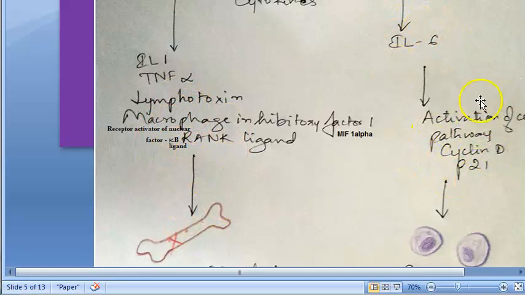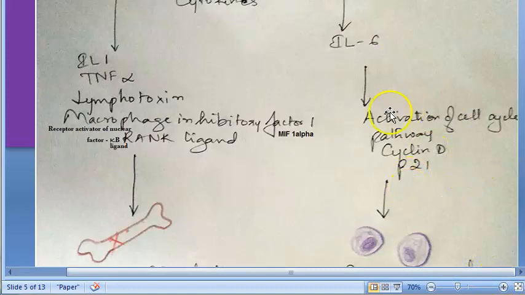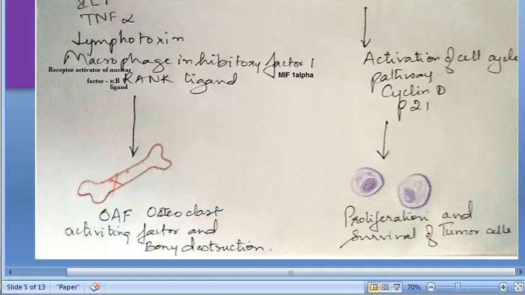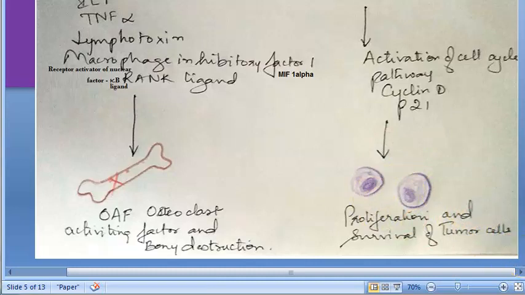Now let us look at the other cytokines which are getting released, like interleukin 6. What interleukin 6 does, it activates some cell cycle pathway, cyclin D, P21, everything, some modification happens. And what happens, lot of proliferation of these B lymphocytes or the plasma cells. So many plasma cells will be there in the bone marrow. And also these tumor cells, they will survive also. That is what is important. So many are made and they don't die also. So basically there is cancer now. So this is the malignant tumor of bone, correct?